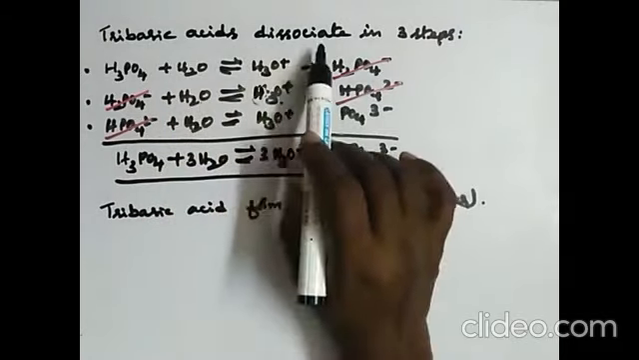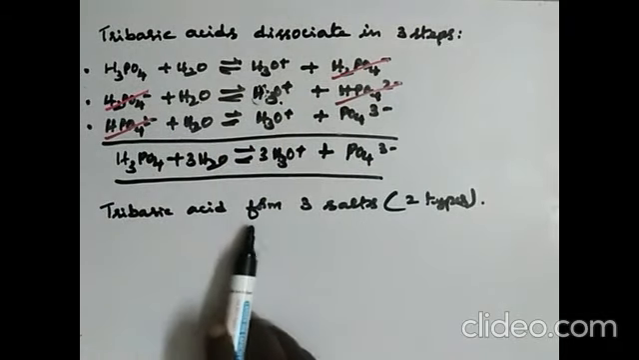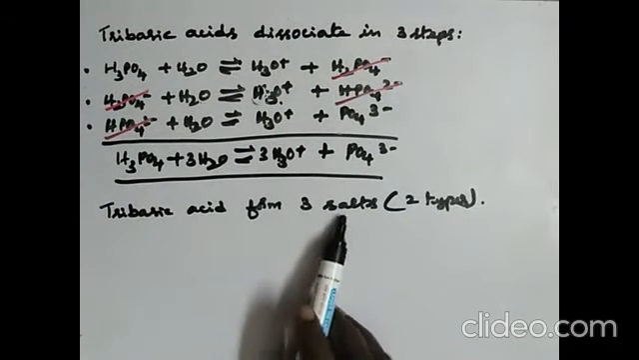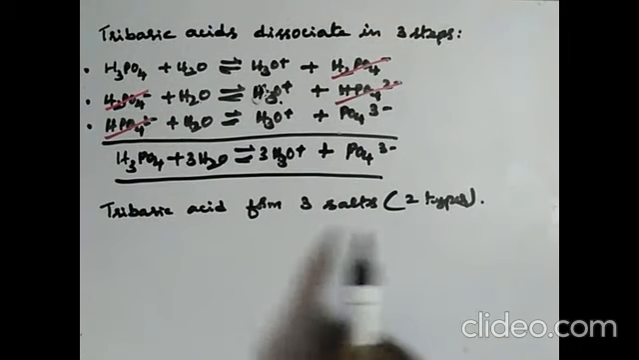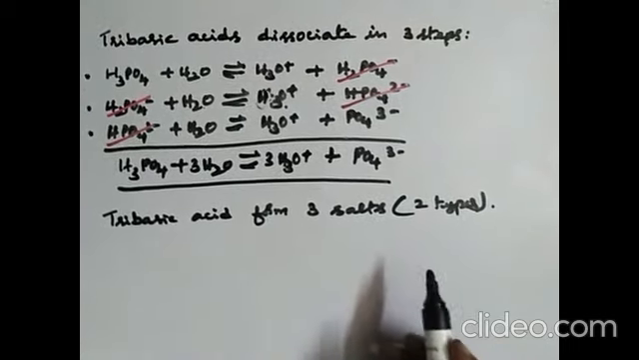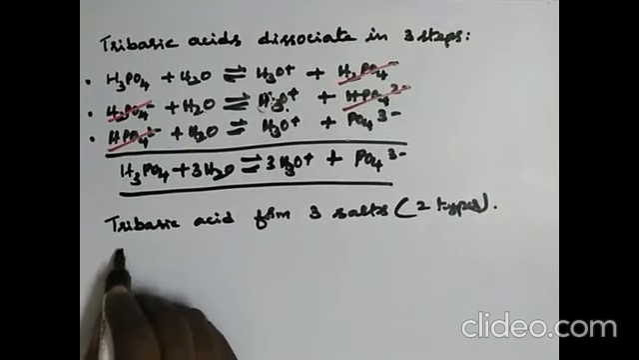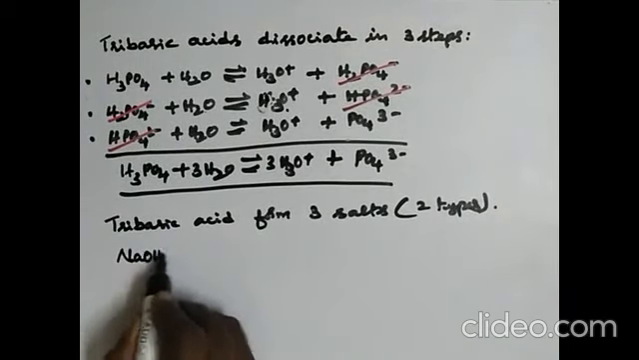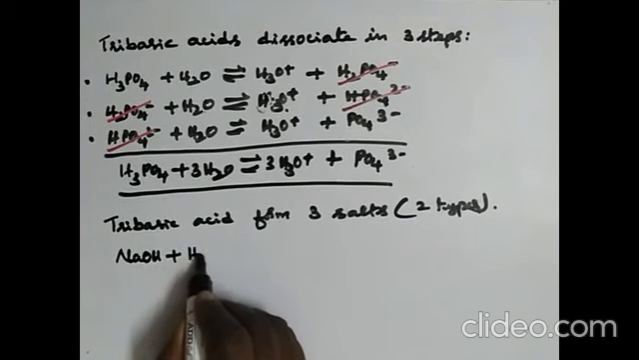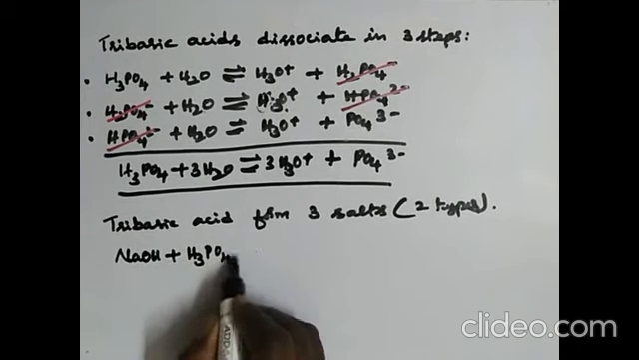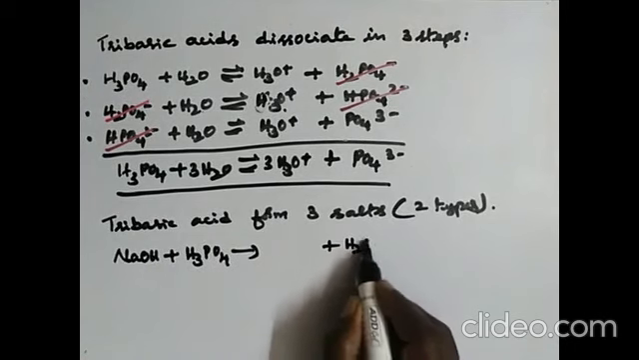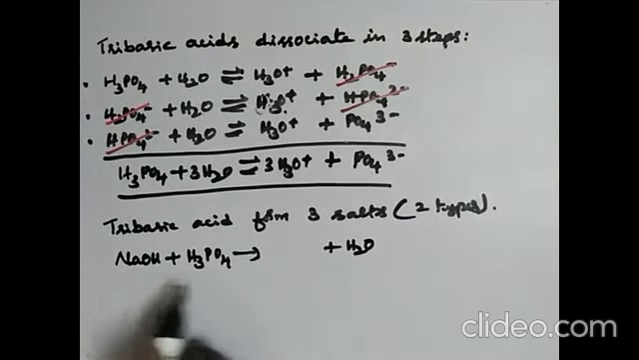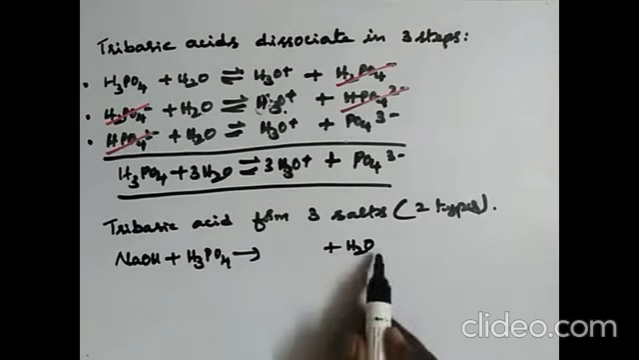Tribasic acids dissociate in 3 steps. Therefore, they form 3 salts, of 2 types. One is a normal salt and 2 acid salts are formed. For example, sodium hydroxide as a base combines with phosphoric acid to form salt and water. Because it's an acid and a base, it's a neutralization reaction, so salt and water are formed.